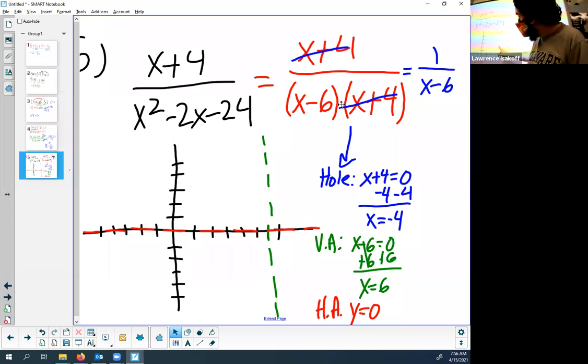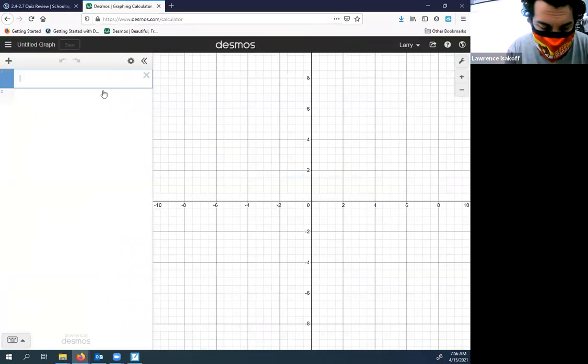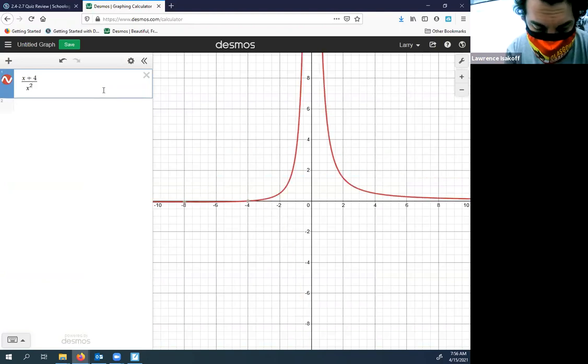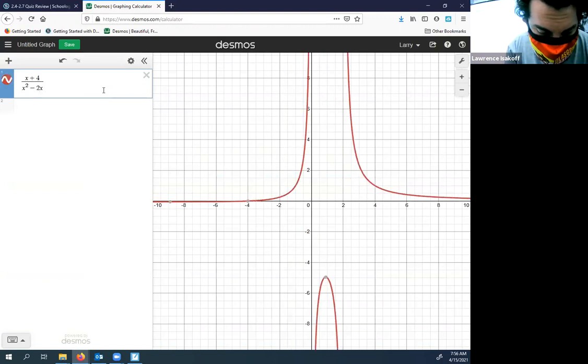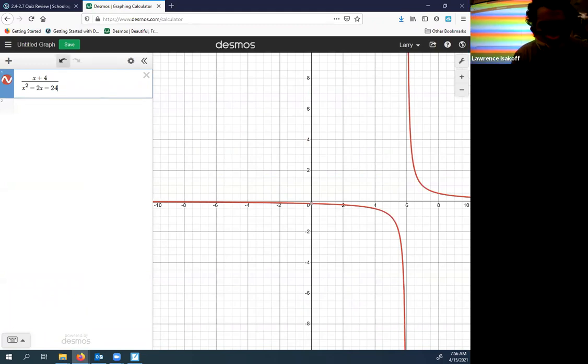So let's see where this goes. Don't forget at negative 4, we're going to have to draw or make a hole there. So let's see here. This was x plus 4 over x squared minus 2x minus 24. Okay, so it looks like I'm in the lower left and upper right.